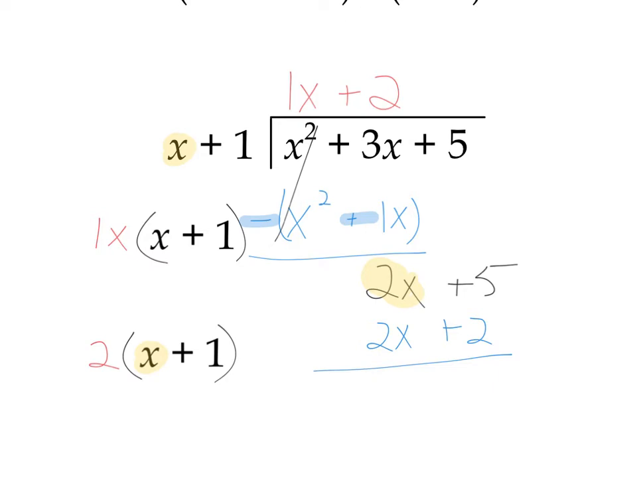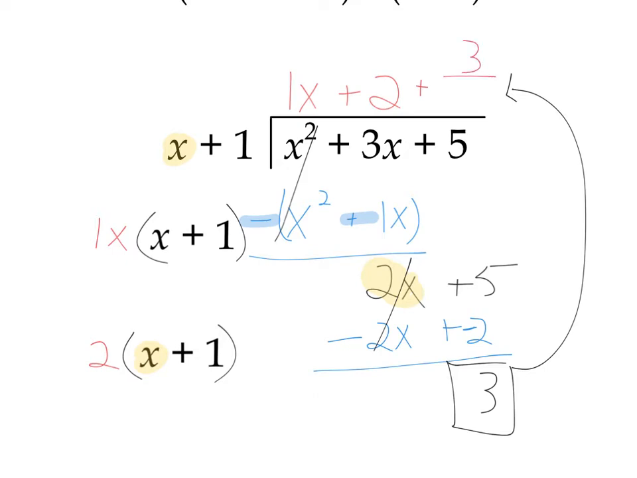But we need to subtract that away, so everything becomes the opposite. So then we simplify. 2x is canceled, that's what we want, and I'm left with a 3. That 3 is my remainder. We write our remainder over our divisor. So our remainder is 3 over x plus 1. That would be our answer. Not pretty, but that's what it is.